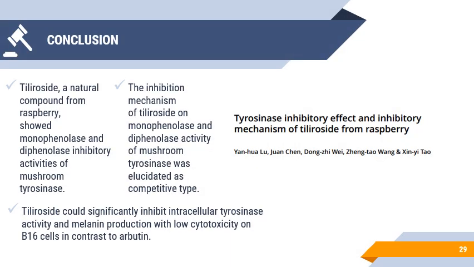Thus it can be concluded that Tiliroside, as a natural compound from raspberry, showed monophenolase and diphenolase inhibitory activities of mushroom tyrosinase, and the inhibition mechanism of Tiliroside on monophenolase and diphenolase activity of mushroom tyrosinase was elucidated as a competitive type, and Tiliroside could significantly inhibit intracellular tyrosinase activity and melanin production with low cytotoxicity on B16 cells, in contrast to arbutin as a control.